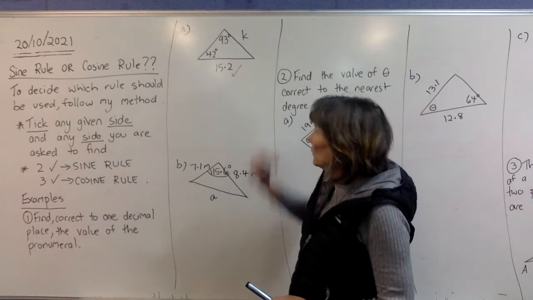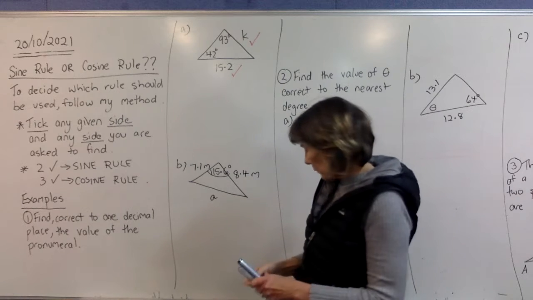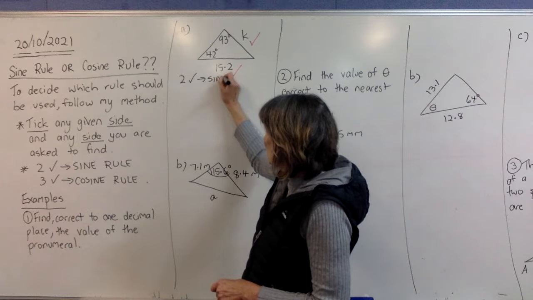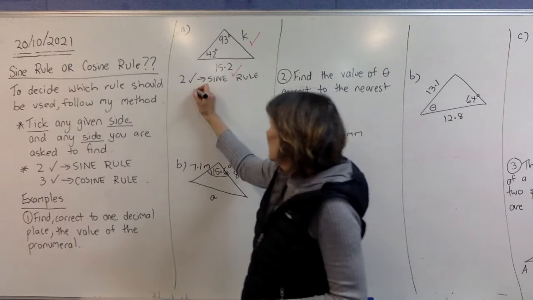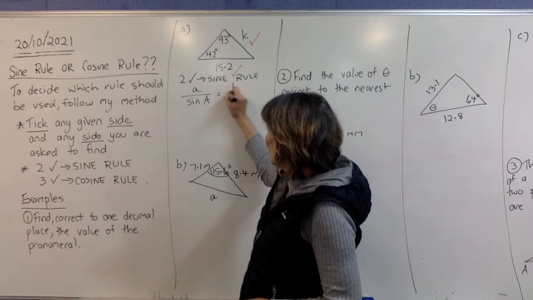Here's a side we know, tick it. Here's a side we're finding, tick it. So we have 2 ticks. That means it's a sine rule question, and we're going to write down the sine rule for finding a side. So it's a over sine A equals b over sine B.